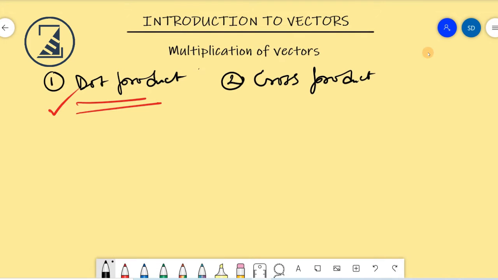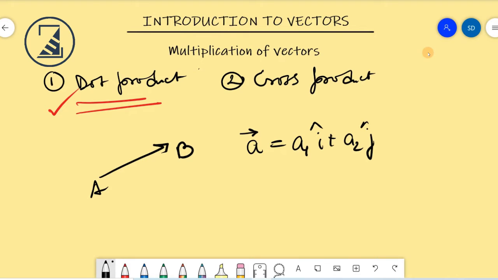So before discussing the dot product, let's discuss some basics. A vector is represented by a line segment with a direction, from A towards B, and this is how we represent vectors geometrically. Algebraically, we represent any vector by its components, say a1 i cap plus a2 j cap plus a3 k cap. These i cap, j cap and k cap are unit vectors along the x-axis, y-axis and z-axis respectively.